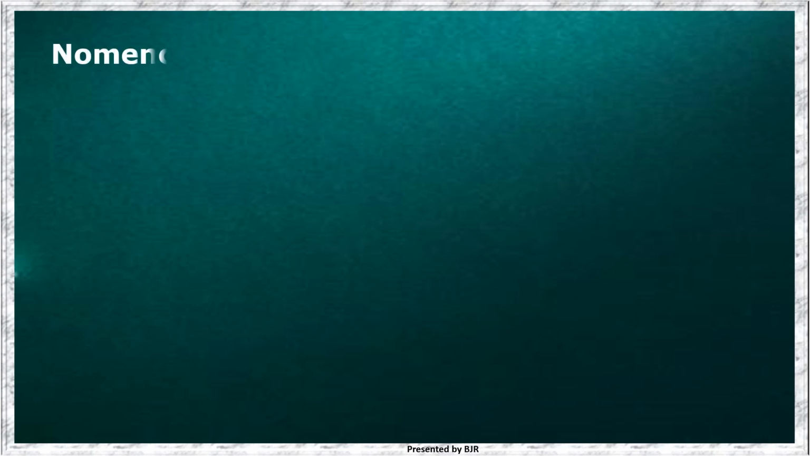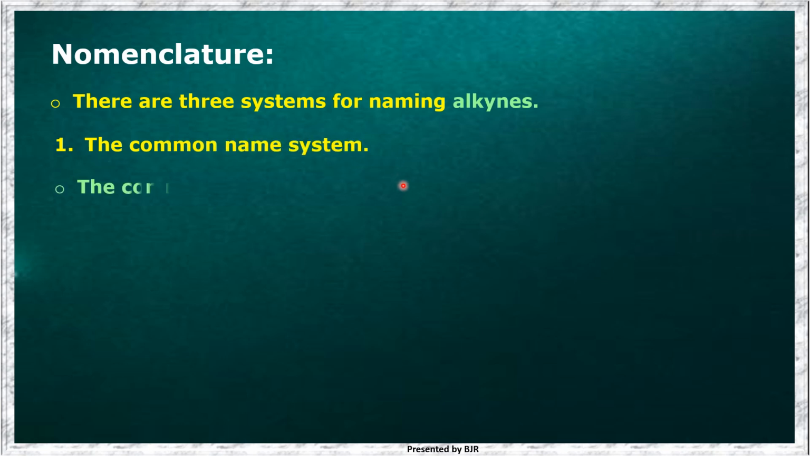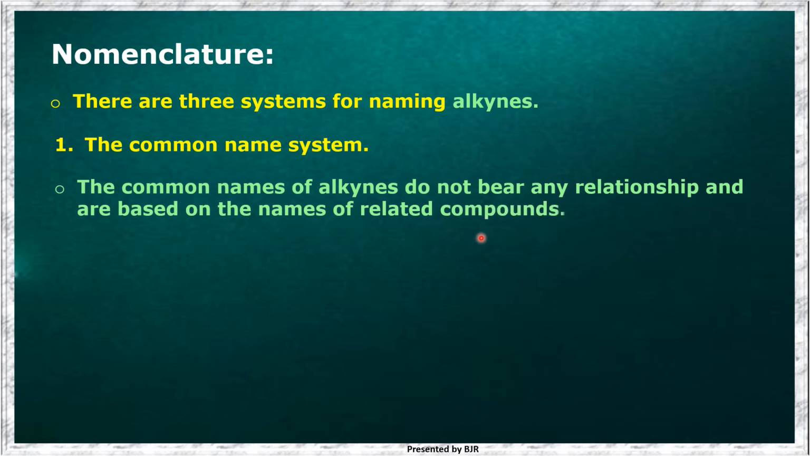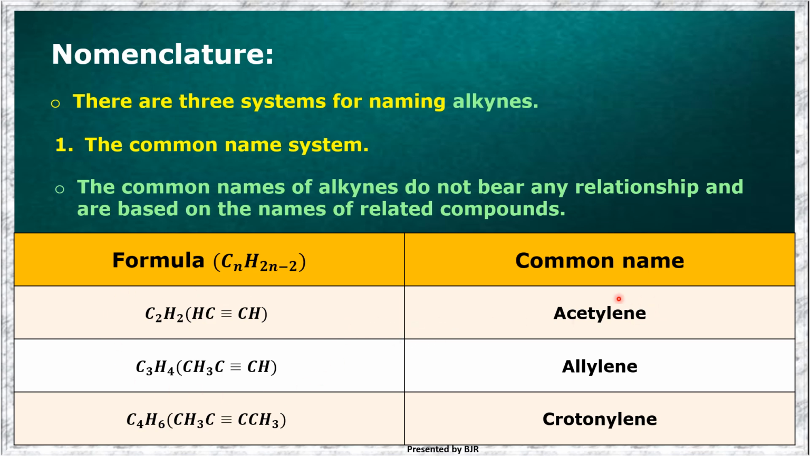Now let us talk about the nomenclature of alkynes. There are 3 systems for naming alkynes. The first one is the common name system. The common names of alkynes do not bear any relationship and are based on the names of related compounds. Here are some alkynes and their common names.